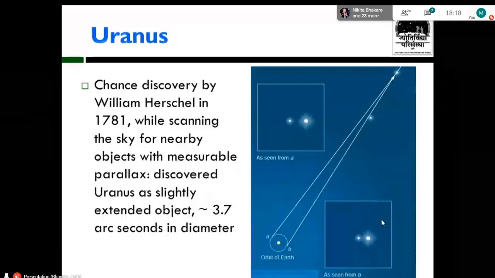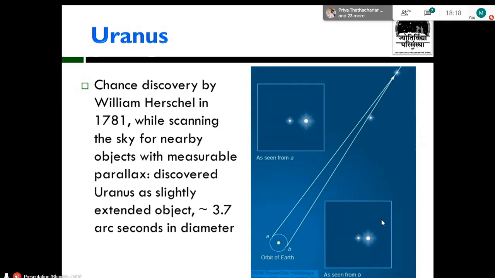Without the invention of the telescope, it is impossible to see Uranus and Neptune. So, if you hear any claims from people that ancient Indians or ancient Greeks knew about Uranus and Neptune, it is completely false. Don't believe such false assertions and claims. Uranus and Neptune were not known to any of the ancient civilizations. They can only be seen if you have a telescope.